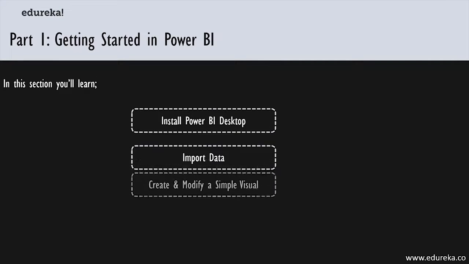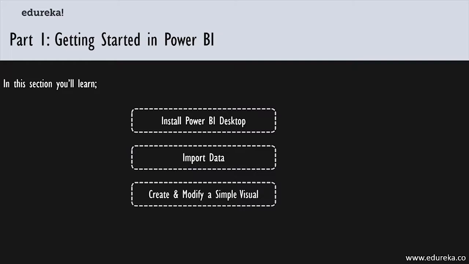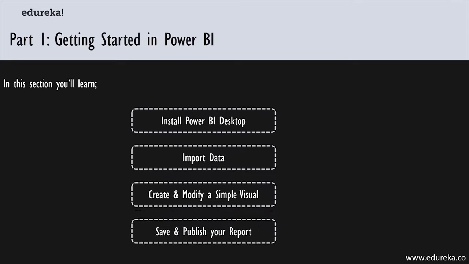So part 1, getting started. In this section, we'll learn how to install the application. We'll talk about importing data from Excel to Power BI. We'll create and modify simple visualizations, and we will save our report and publish to Power BI service.